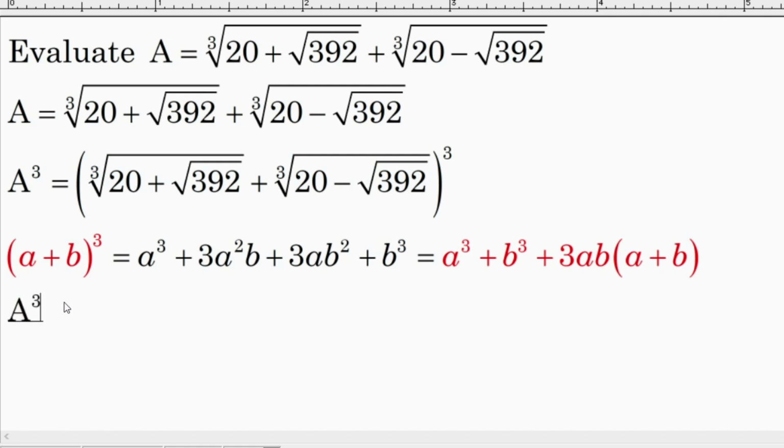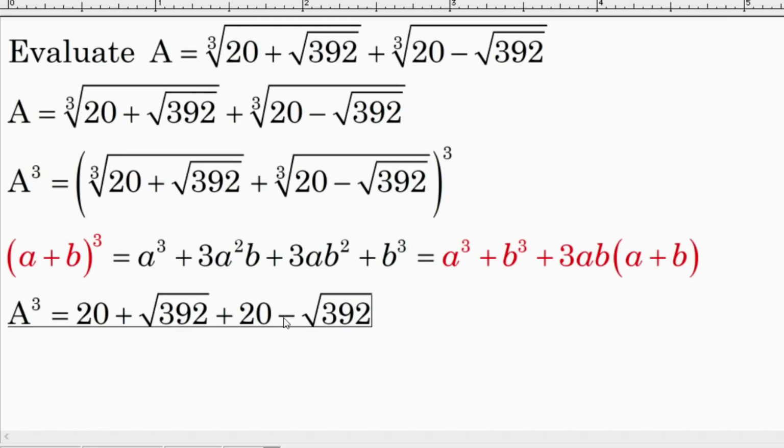we got a cube here equal to, so this stands for a and this stands for b. Okay, so when we got a cube, that means this raised to cube. All right, so when we have this raised to cube, it will be 20 plus the square root of 392. Okay, and then plus b cube, which is here, we have this raised to cube, and then we simplify the cube root with the cube. We will get 20 minus the square root of 392. Okay, all right, and then plus 3ab times (a plus b) here.